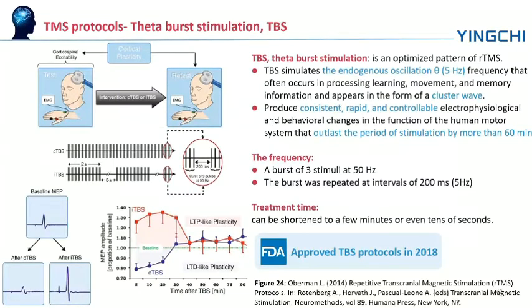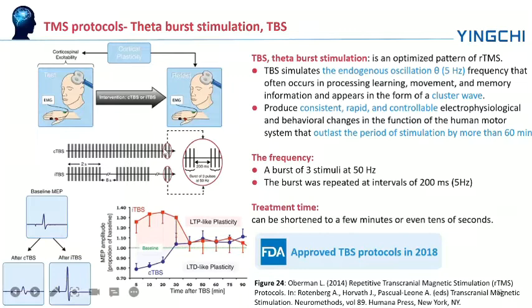So let me specially introduce this TBS for you. It means theta burst stimulation. It is an optimized pattern of rTMS. It can produce consistent, rapid, and controllable electrophysiological and behavioral changes in the function of the human motor cortex. And its effects can last more than 16 minutes.